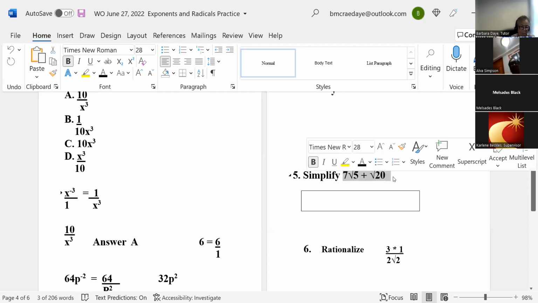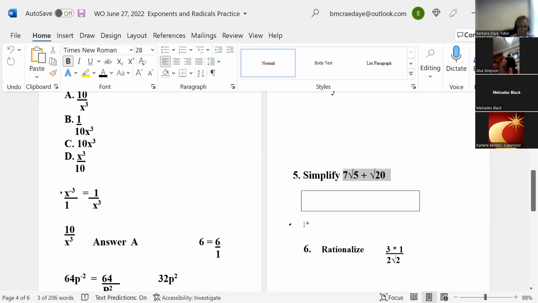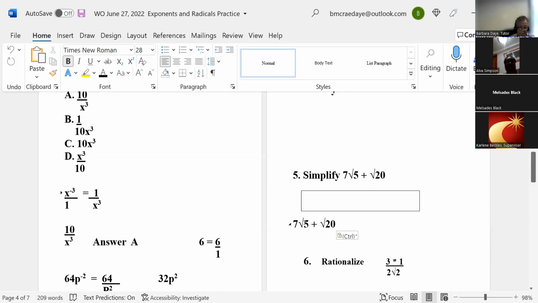I didn't do that one because... What was the problem, Alma? Okay, how I was doing it, I was saying 5 into 20. 5 plus 20, that's 25. I really didn't understand how to do this one. So, Mercedes, any ideas on this one?